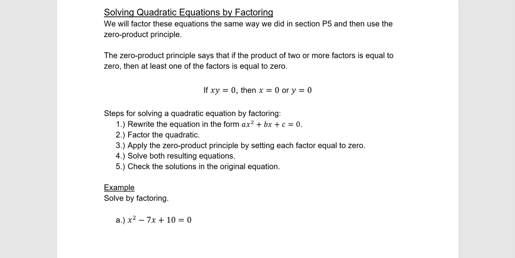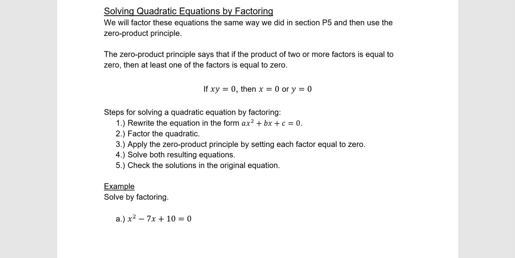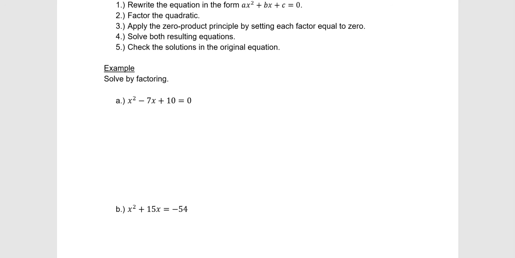So here are the steps for solving a quadratic equation by factoring. We're going to get everything on one side, so it's set equal to 0. We're going to factor it, either using greatest common factor, difference of squares, or factoring a degree 2 trinomial. And then we're going to apply the zero product property by setting each factor equal to 0. We're going to solve the resulting equations, and we can always check our answers in the original equation. So let's see this example right here.